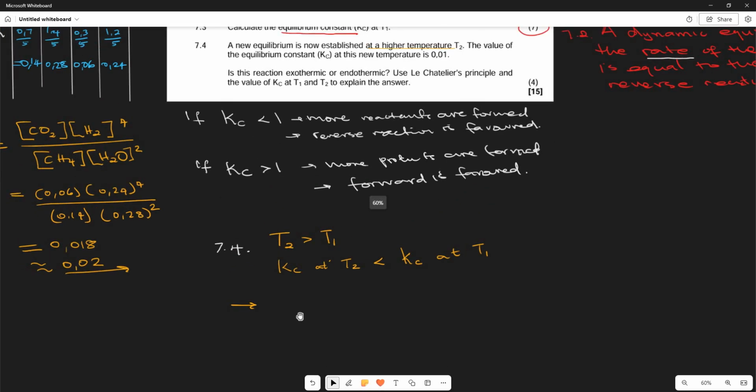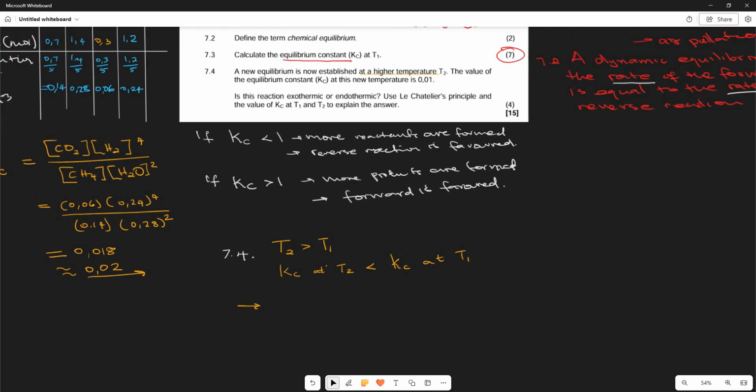Okay, let's go back. So the question is asking, before I rush to answer, is this reaction exothermic or endothermic? And it must use the principle of Le Chatelier and explain the answer that we have chosen. So we must use Le Chatelier's principle and the value of Kc at T1 and at T2 to explain these answers.